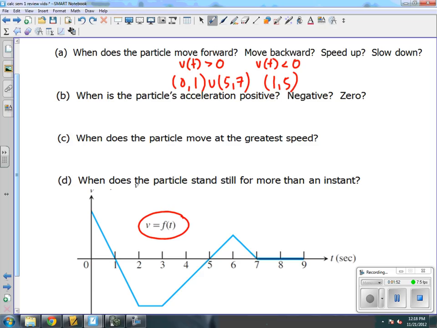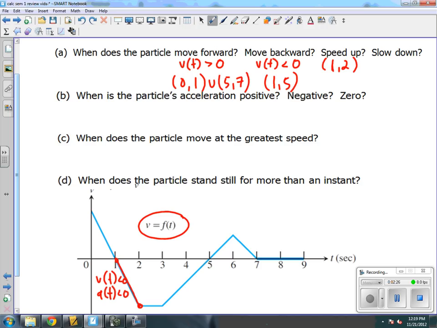Where does the particle speed up? This is a good question. Where are the velocity and acceleration both positive or both negative? Right here, I know the acceleration is negative, and you might be asking how. Well, if I'm looking at the velocity graph, since acceleration is the derivative of velocity, I'm thinking about the slope of the velocity graph when I'm trying to determine acceleration. So where does it speed up? Right here, velocity is negative, and acceleration is negative. Therefore, it's speeding up from 1 to 2.